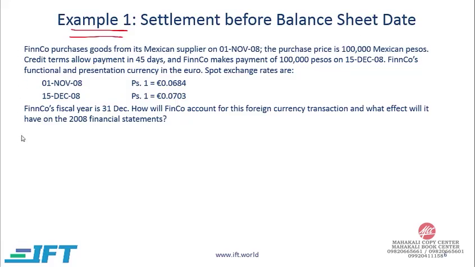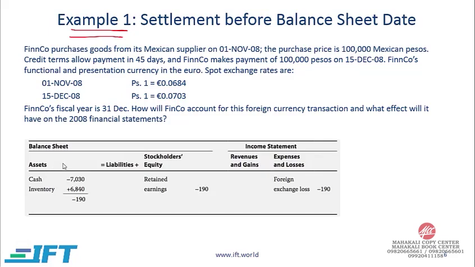I want you to read this and try it on your own before looking at the solution. Here is roughly what you should come up with, and I'll just highlight a few points. Notice that our company, Finco, is based in Europe and the functional currency is the euro. The foreign currency in this context is the Mexican peso. And this is an import related transaction. So goods are being imported and a payment needs to be made in Mexican peso at a later point in time.